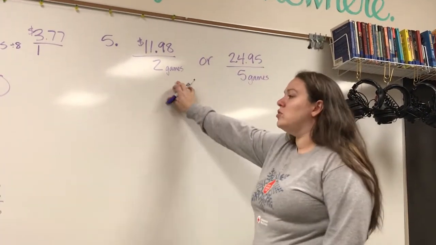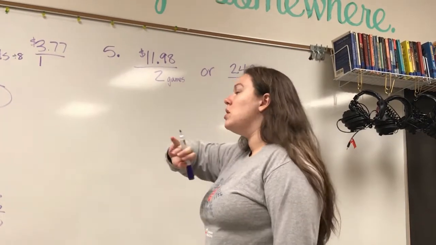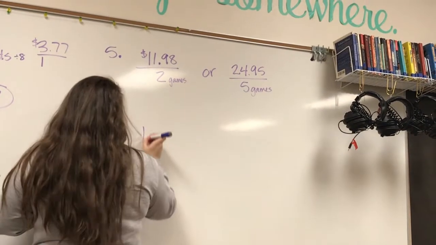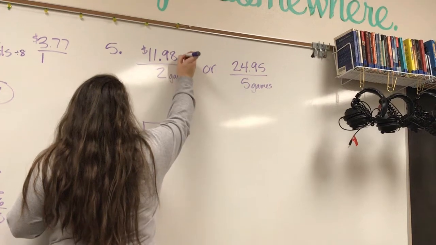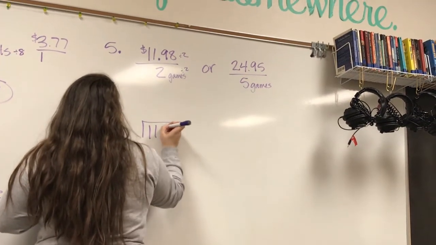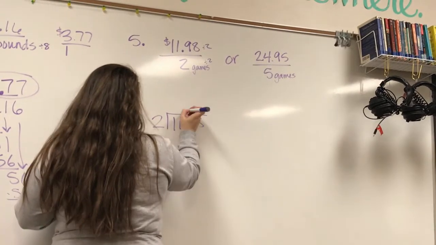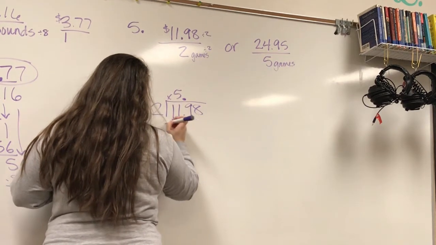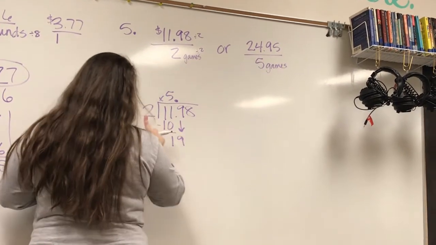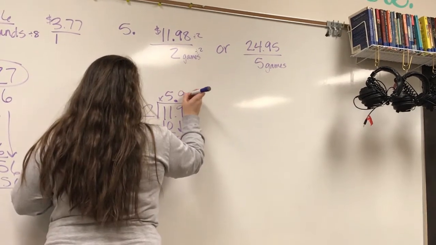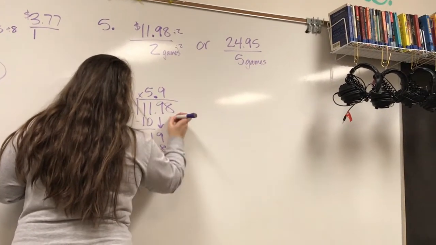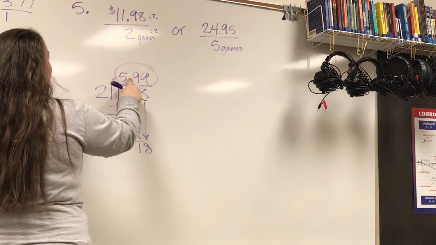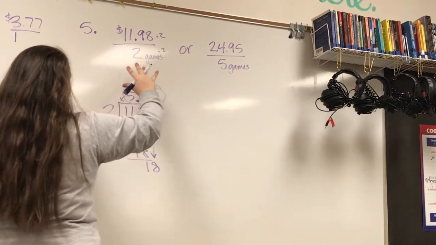So on here, we're just gonna do the same thing that we've done on all of the other problems, but we are going to compare them and see which one's the better deal. So, again, divide by 2, divide by 2. Bring my decimal straight up. Cannot fit into 1, it can fit into 11. 2 can fit into 19, 9 times, which is 18. So that is the price per game if you go with deal number 1.